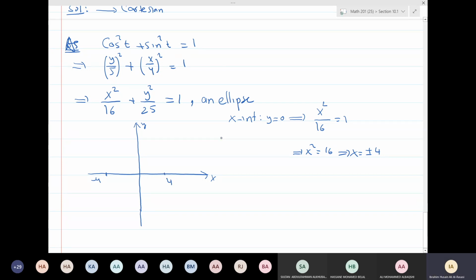Also find the y-intercept. You set x equal to 0. This gives you y squared over 25 equals 1, so y equals plus or minus 5. So 0 and 5, and 0 and minus 5. Join them, because you know the general shape of an ellipse. It is like a circle, but it is compressed or stretched. Join these points to get the graph.